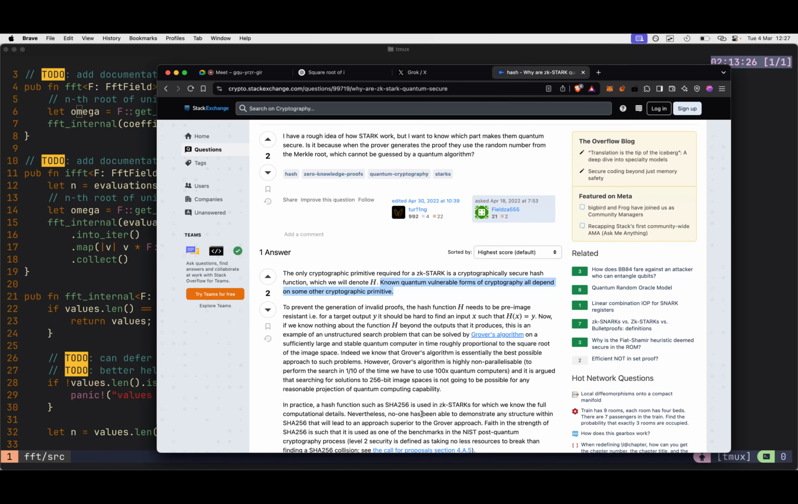Those ZK STARKs are using FRI. Yes, STARKs are using FRI. Are using GKR? No, that's... So FRI, yes, is the PCS. It's used for the STARK. PCS for STARK, and for the STARK, the IOP, or PIOP. PIOP actually. I need to teach you guys this.